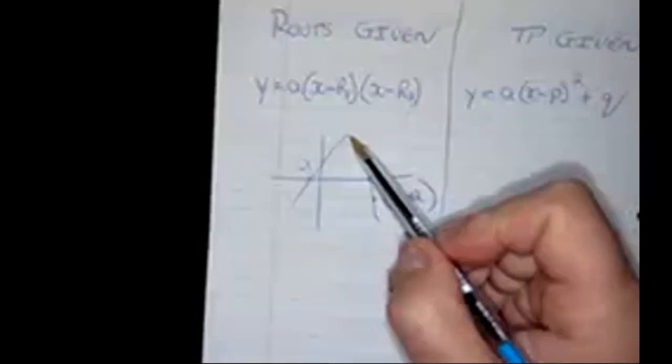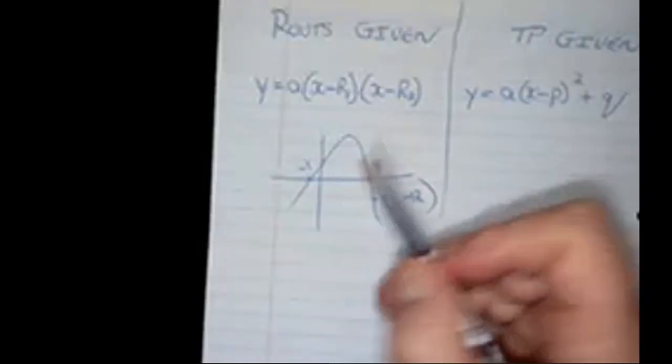So what is given now? Is the turning point given? No. The roots are given. That means this formula. Now remember, this is not on the formula sheet. So you guys will have to know this.